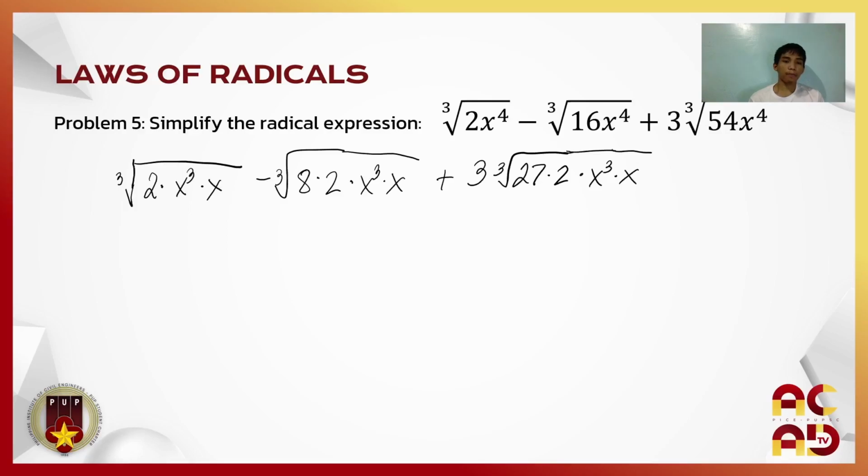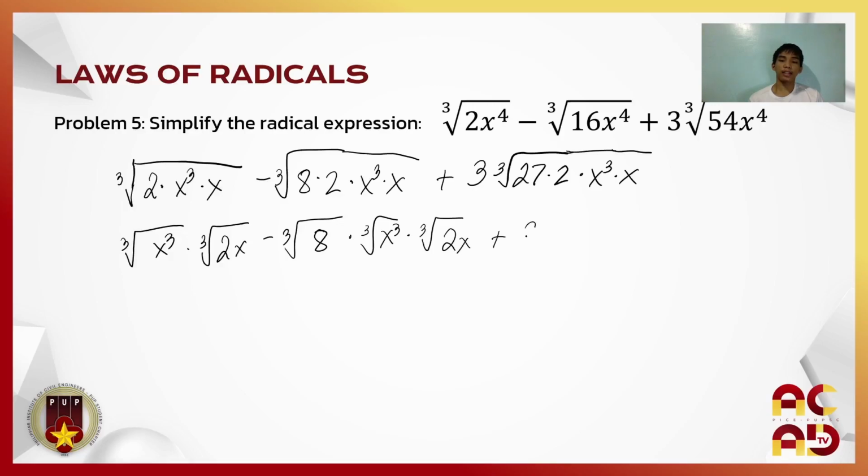So, dito, magiging the cube root of x cube times the cube root of, ano lang yung natira? 2x. And then, the cube root of 8 times the cube root of x cube times the cube root of 2x. I-add natin sa 3 times the cube root of 27 times the cube root of x cube times the cube root of 2x. So, medyo mahaba siya.